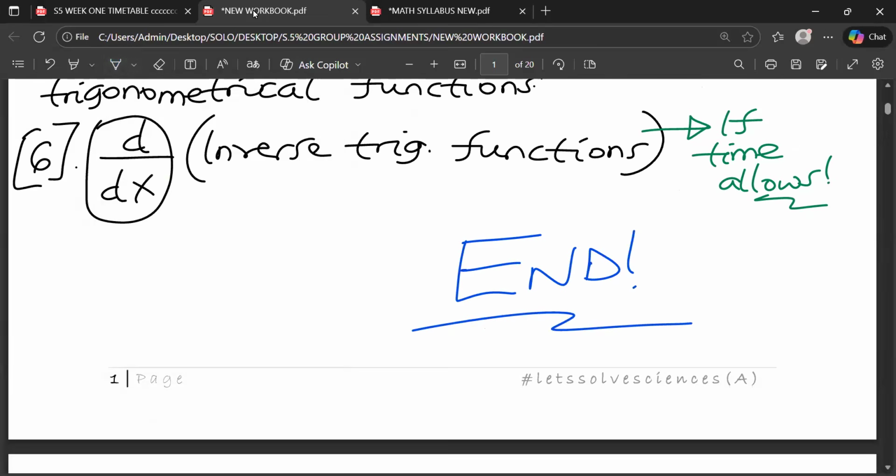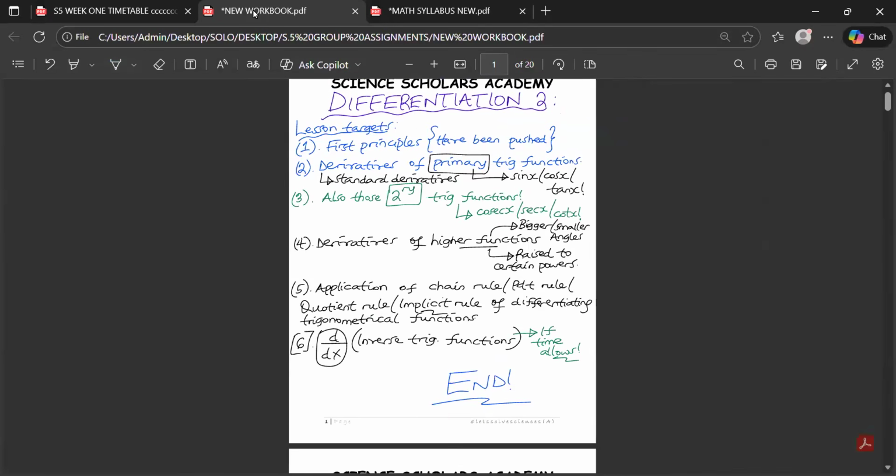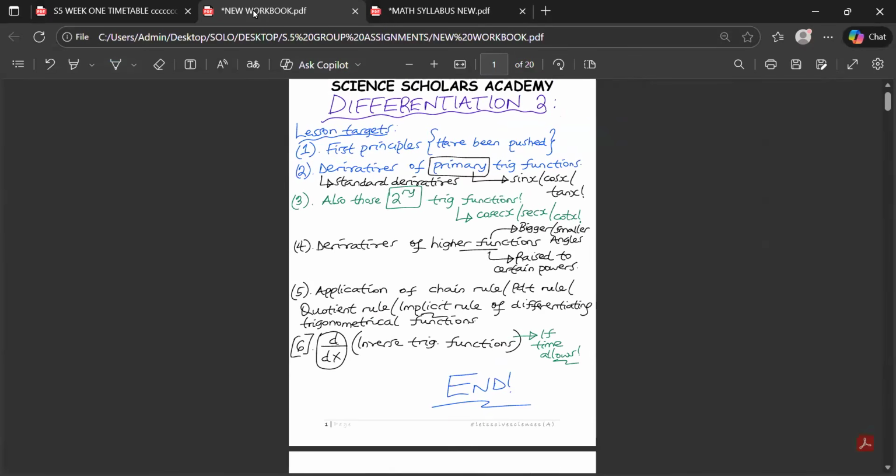Today's session. Yeah, you can take the screenshot. First principles have been pushed. I've told you why. So we are going to start with the standard derivatives.